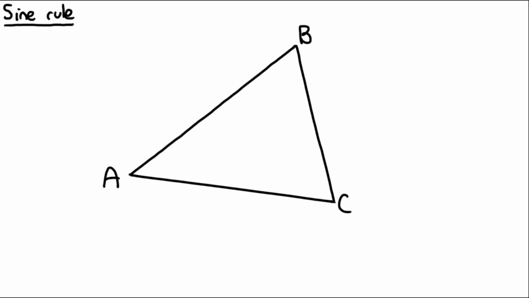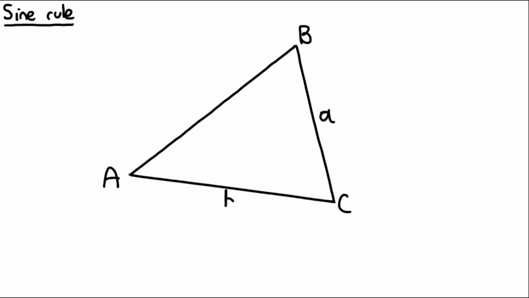This video is on the sine rule. So here's the triangle ABC with the vertices labelled A, B and C, the same labelling that we did with the cosine rule in the last video. Let's call the sides opposite these vertices the lowercase of that letter. So this side we're going to call little a because it's opposite the vertex big A.